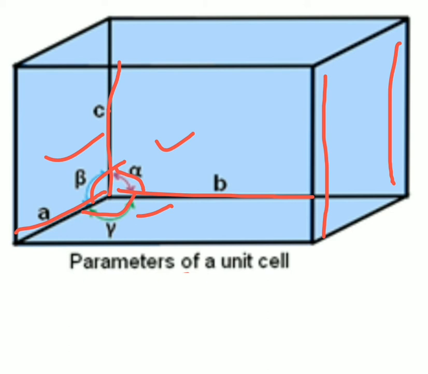It is not compulsory that a and c are perpendicular to each other, or c and b are perpendicular to each other. It means not necessarily having an angle of 90 degrees. It may or may not be. Alpha, beta, gamma may be 90 degrees or may not be 90 degrees.